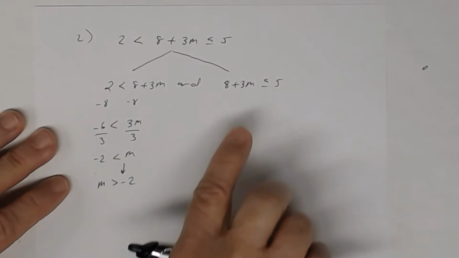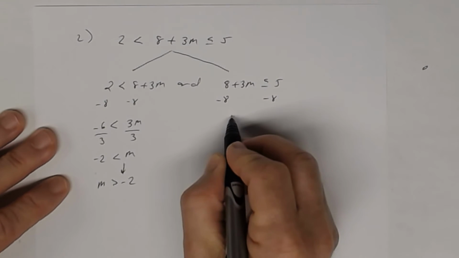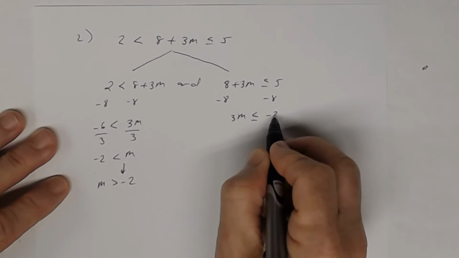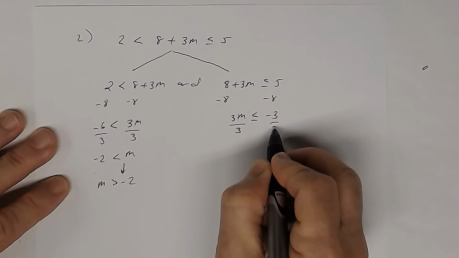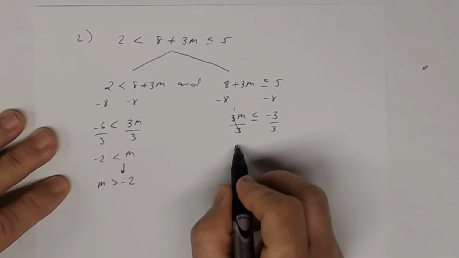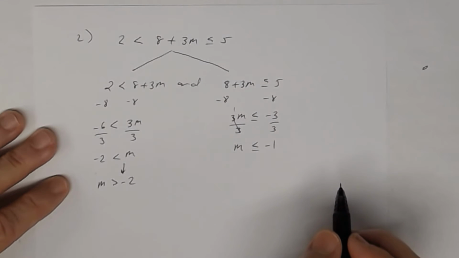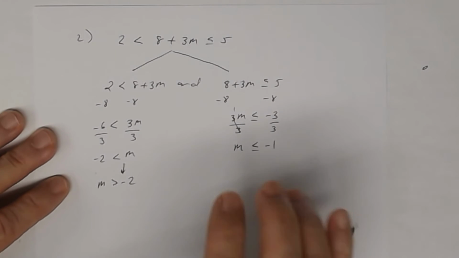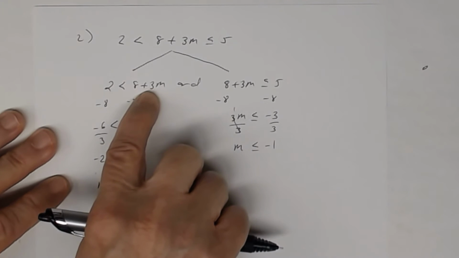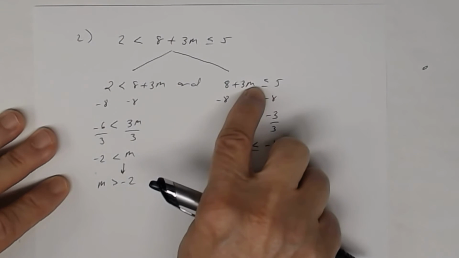Okay? All right, now let's look at this one. So subtract 8 from both sides. I get 3m is less than or equal to 5 subtract 8, which is negative 3. Divide both sides by 3. The solutions to this simple inequality would be any real number that's less than or equal to negative 1. Okay? All right, now remember, any real number greater than negative 2 is the solution to the first simple inequality. Any real number less than or equal to negative 1 is the solution to this one.